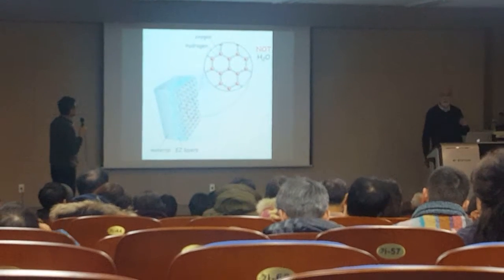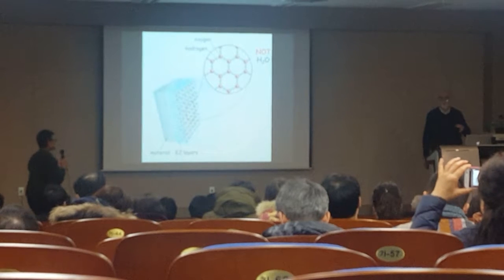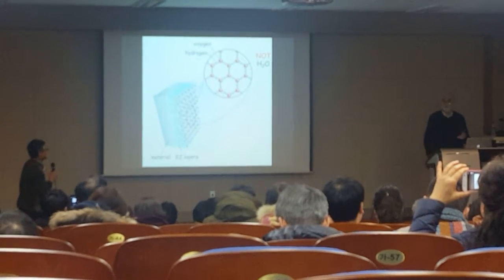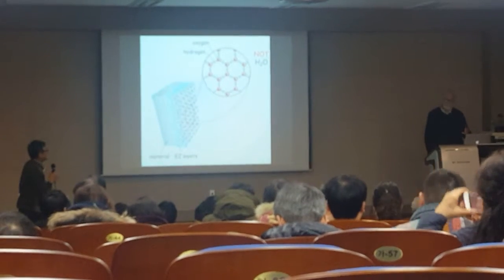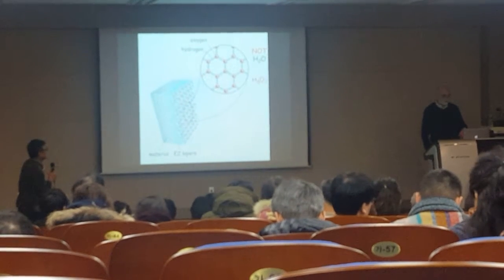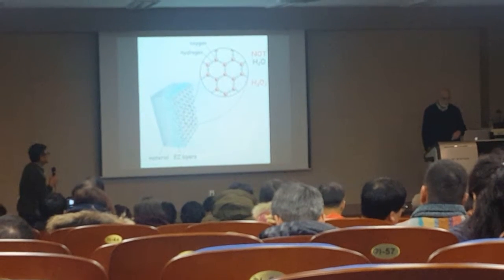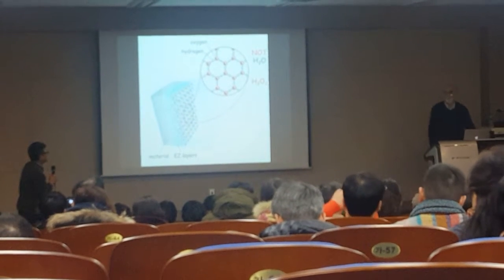This structure is not H2O. Remember, H2O is neutral. This structure cannot be neutral because the experiments show that it has negative charge. This structure has negative charge, and if you count the number of oxygens and hydrogens, it turns out it's H3O2.